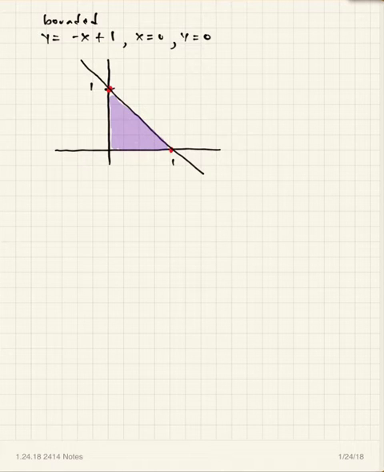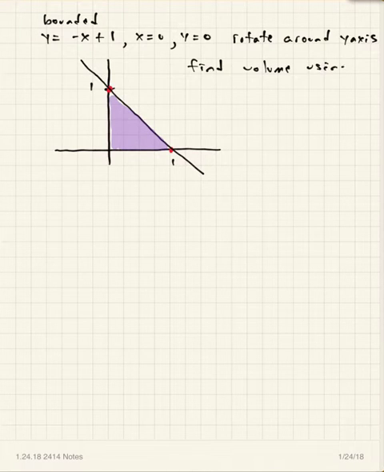Okay, and so what we're going to do is rotate that triangle around the y-axis. And so we want to find the volume, and we want to find the volume using the shell method.